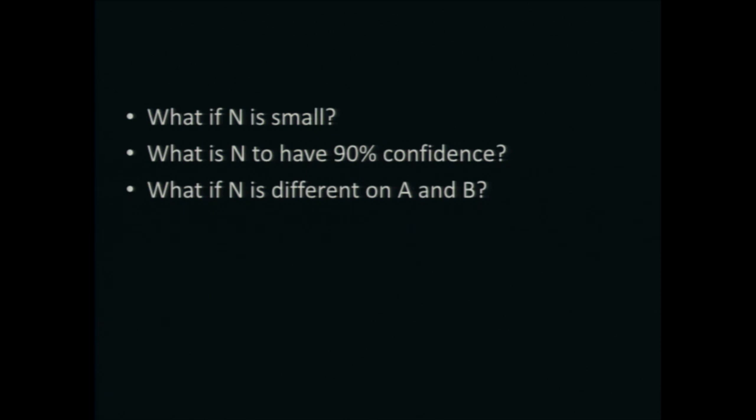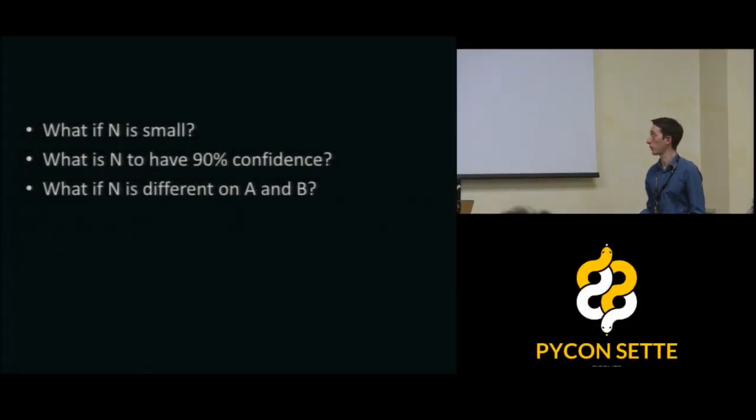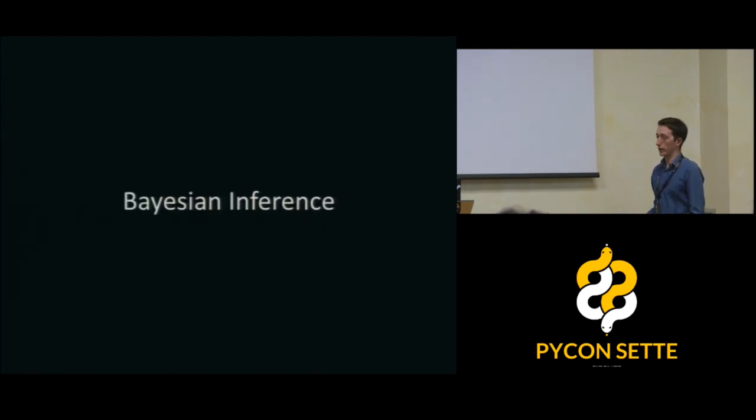So we can raise questions like, what if n is small? Are we still confident about the result? Or what is the number of users that we need in order to have 90% confidence in the result? Or what if n is different for page A and page B? So we have 1,000 people on the first page and just 500 on the second one. How can we still be confident about the result? So today I'm going to talk about Bayesian inference to answer this question, basically.